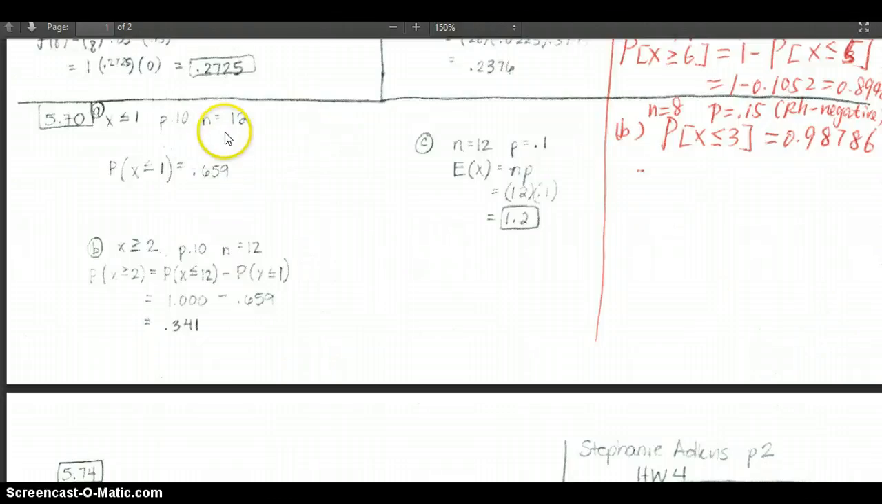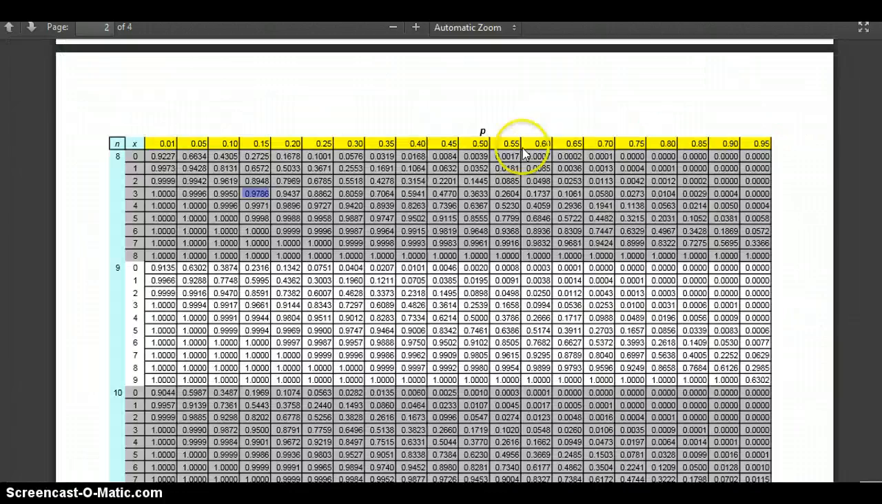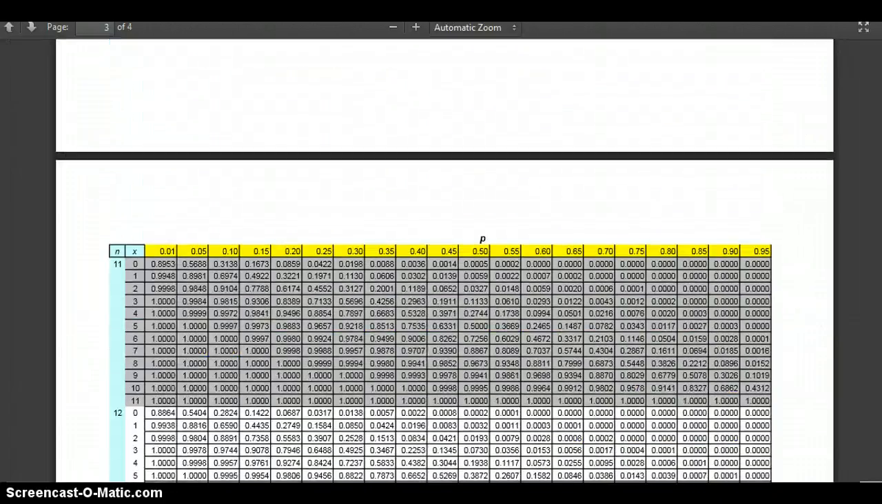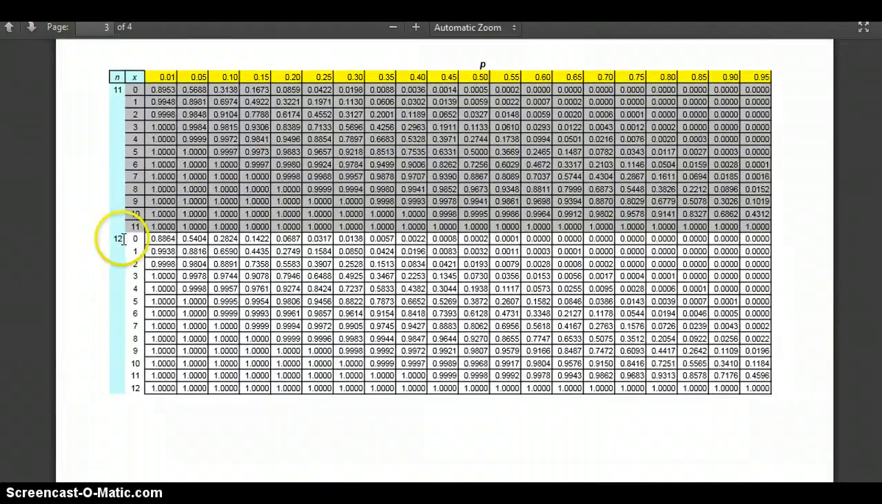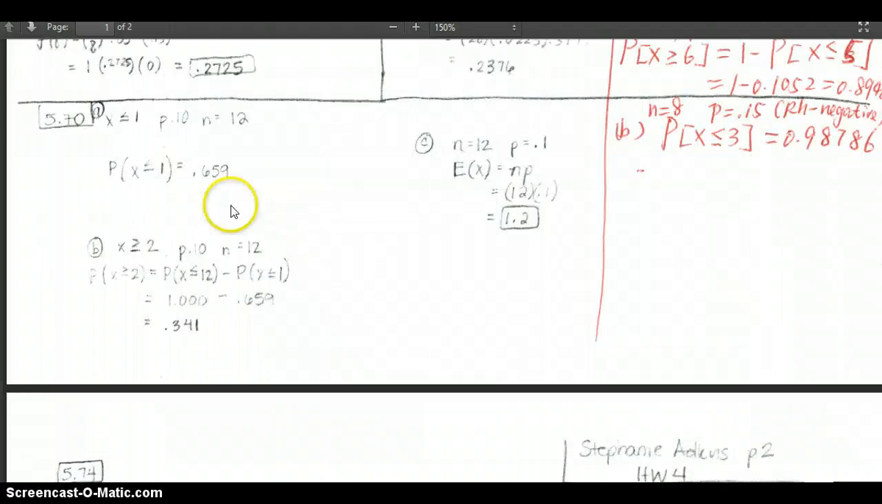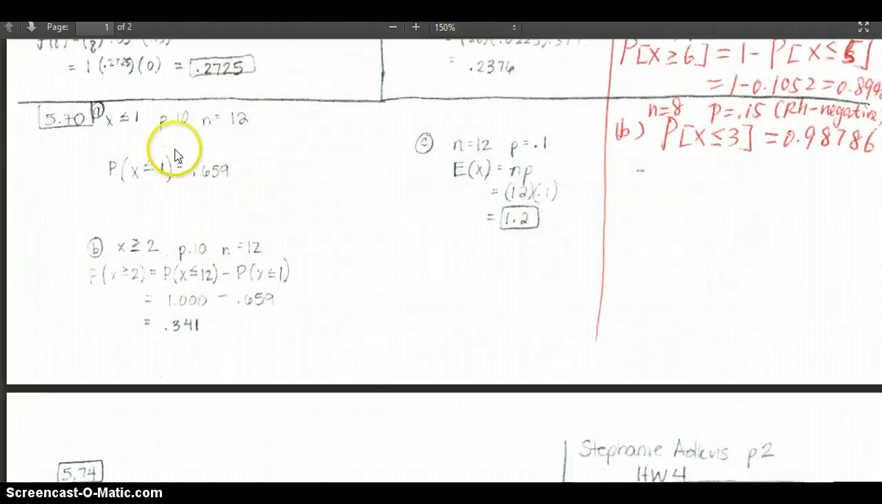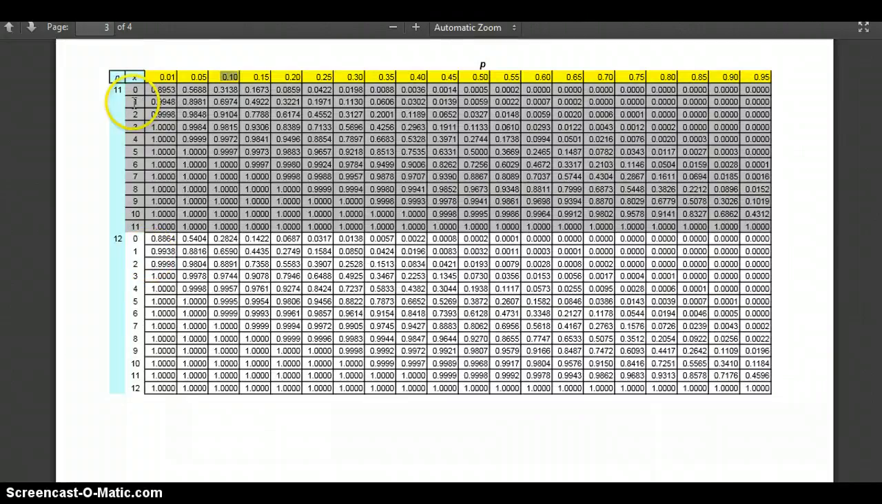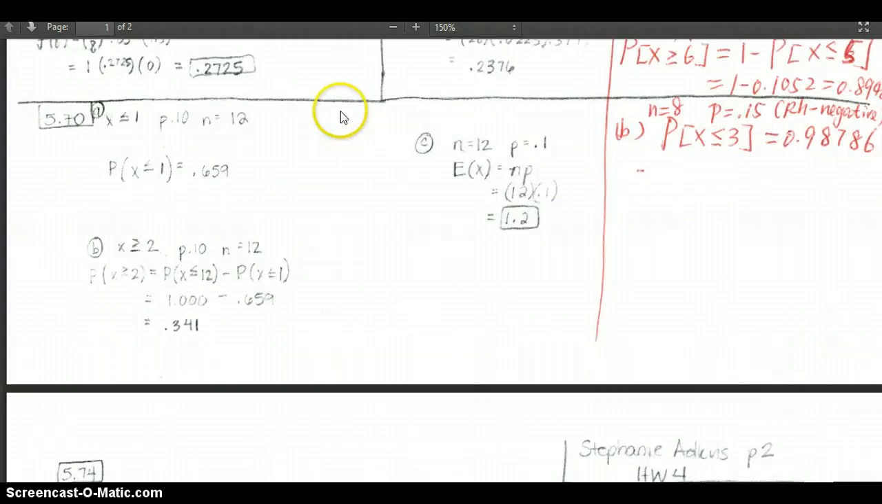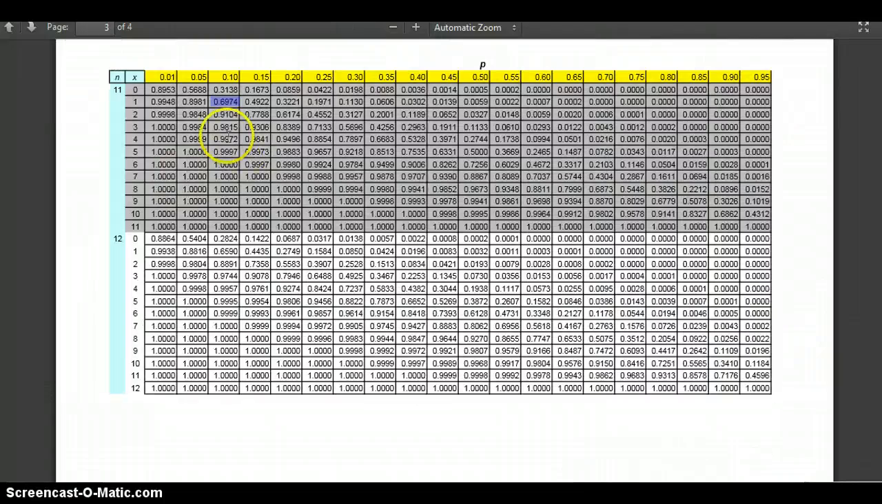So how do we use the table? N equals 12. So let's go to the table and find n equal to 12. It's right here. And then the probability p equals 0.1. So I go to the table, find the 0.1. It's right here, this column. And then we want at most 1, so we find at most 1 right here. So this is the number 0.6974.